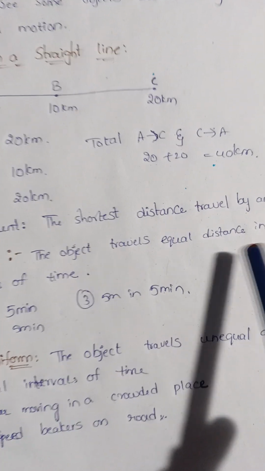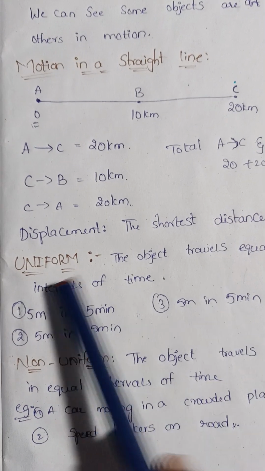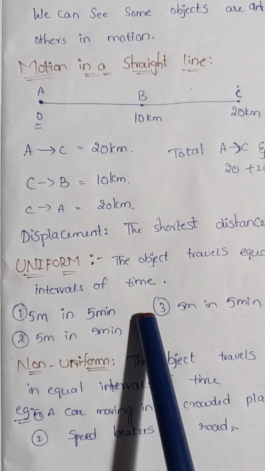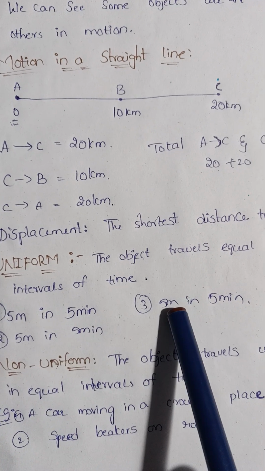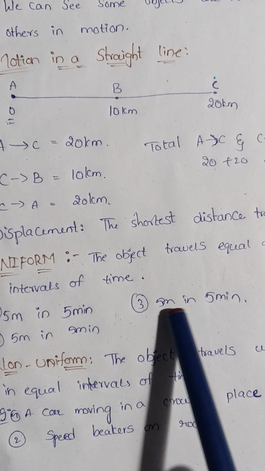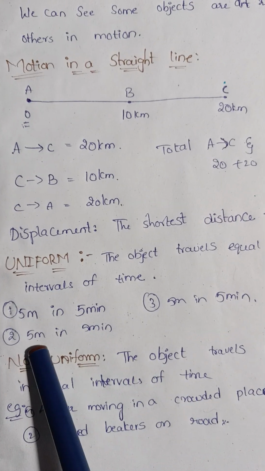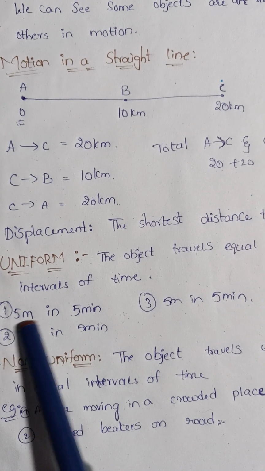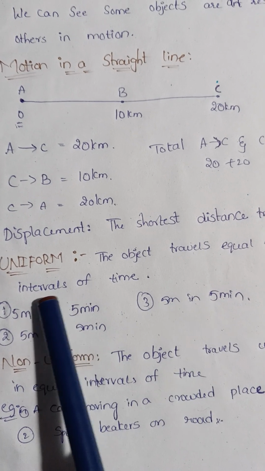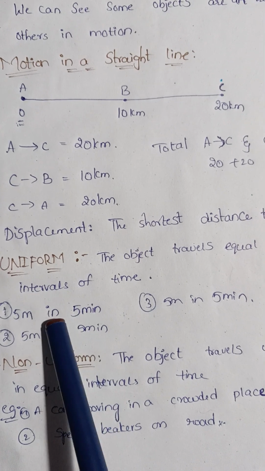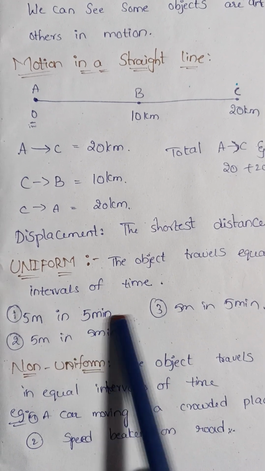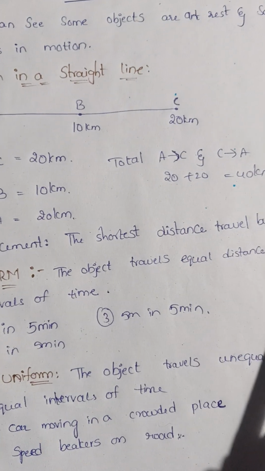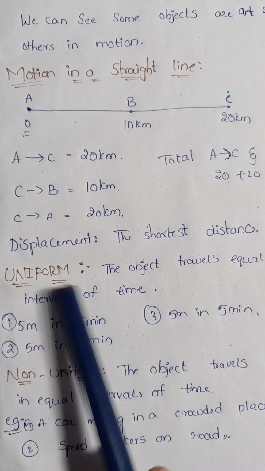When an object travels equal distance in equal intervals of time, it is known as uniform motion. Suppose an object travels 5 meters in 5 minutes, and secondly 5 meters in 5 minutes, and in the third case also 5 meters in 5 minutes. So the equal distance here is 5 meters, and the equal interval of time is 5 minutes. So we can say the object is moving with uniform motion. Objects which travel equal distance in equal intervals of time are known as uniform motion.